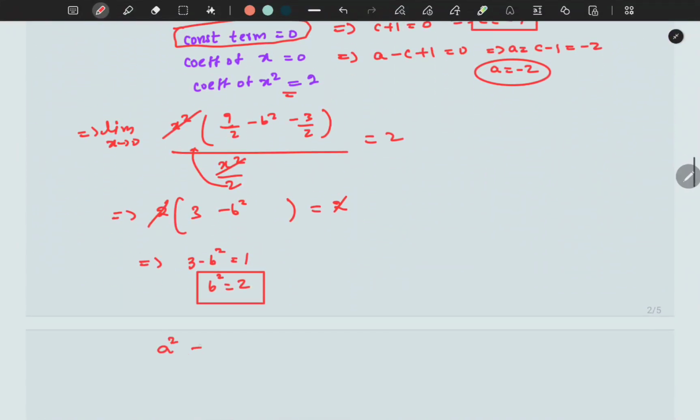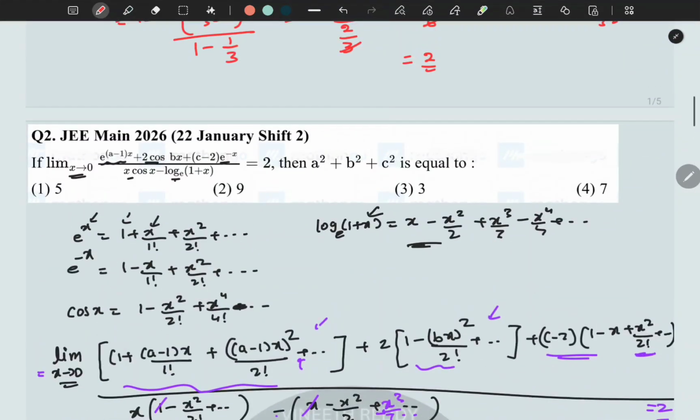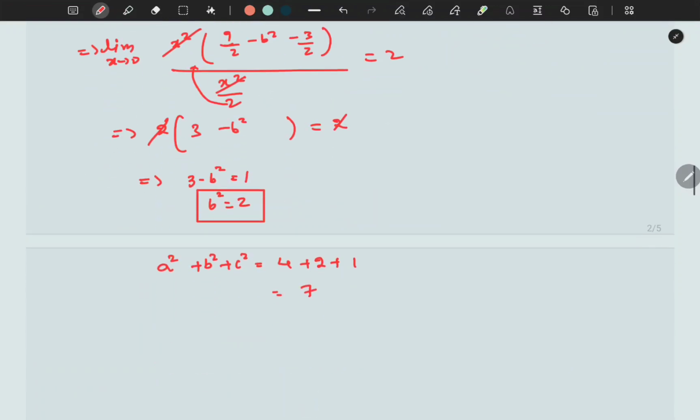So a square plus b square plus c square should be, a square is 4, b square is 2, I think c square is 1. So 4 plus 2 is 6, 6 plus 1 is 7. I think 7 should be the answer. Yeah, we have 7 as one of the options. This should be the answer. Now let us move to the next question.